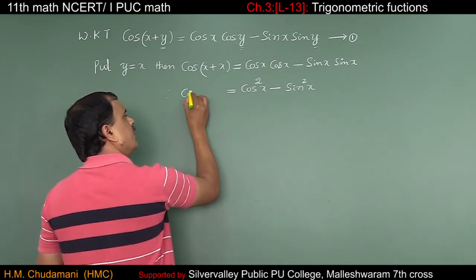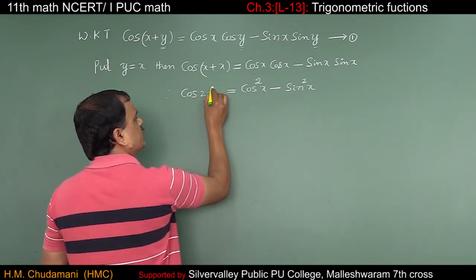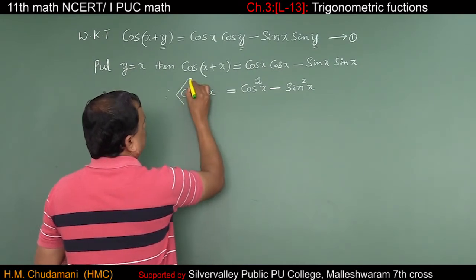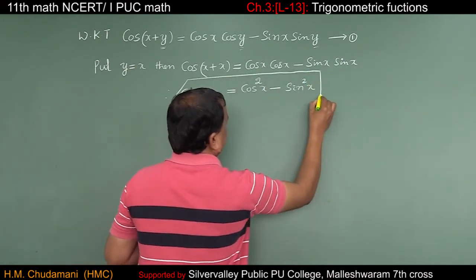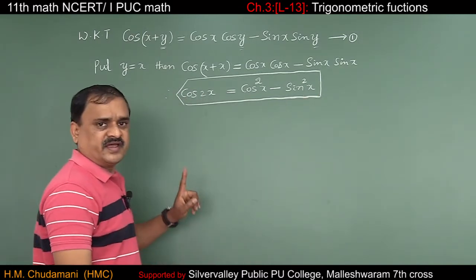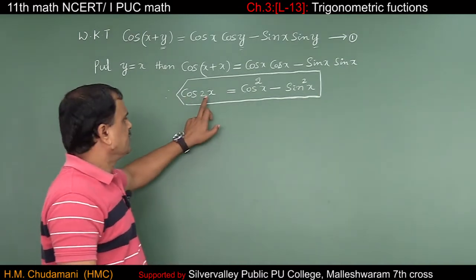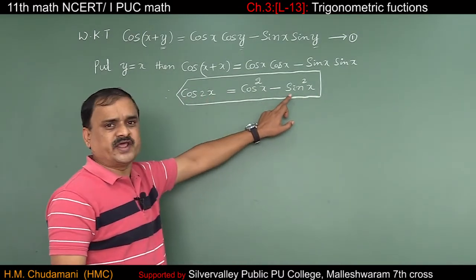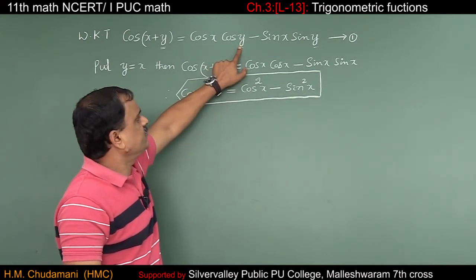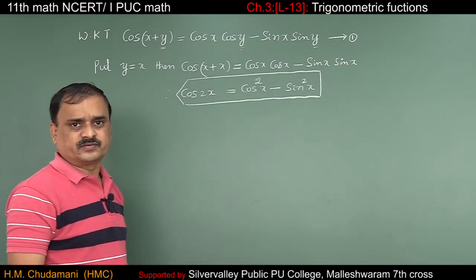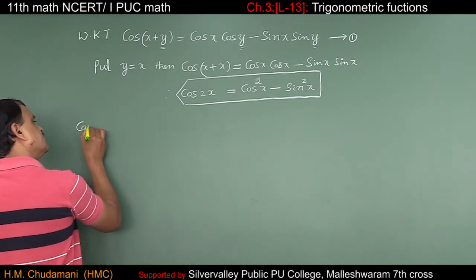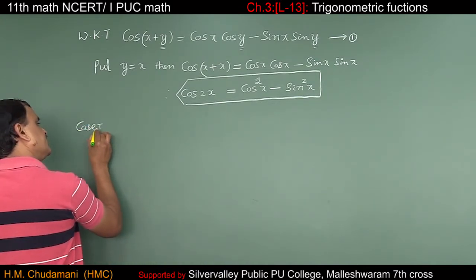Therefore, cos 2x is equal to cos square x minus sin square x. This is what they have asked, and hence we show that cos 2x equals cos square x minus sin square x. This is the proof. So in place of y, you just replace x. That's it.